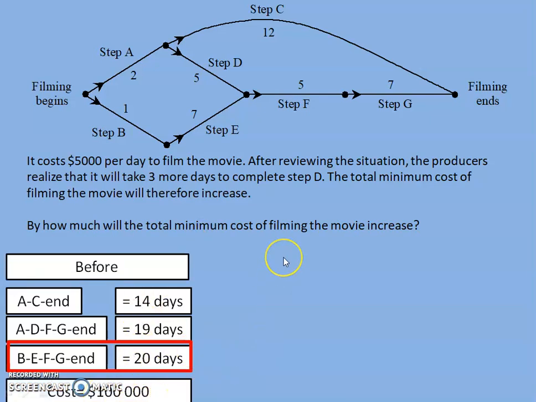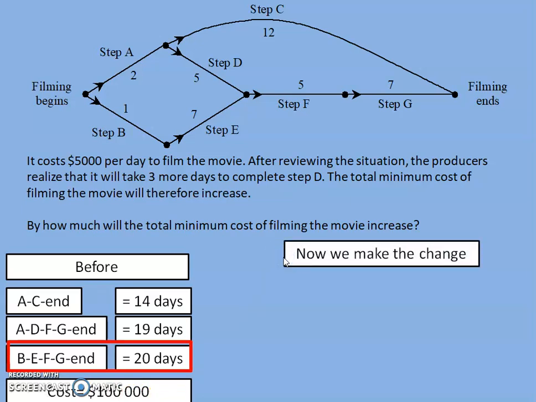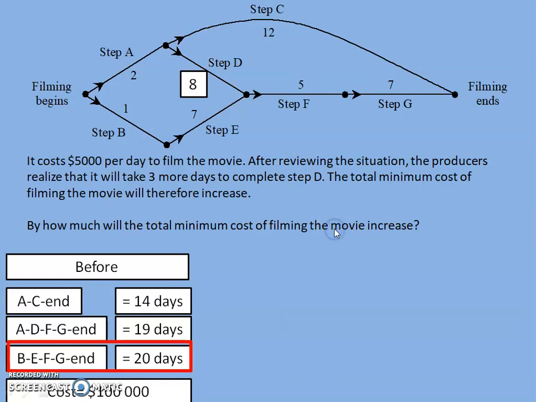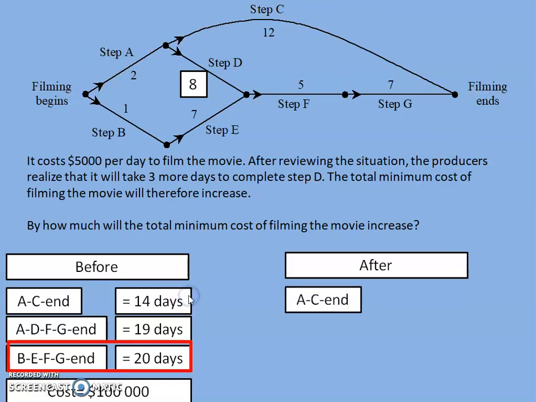The actual question asked, by how much will it change, knowing that step D will take 3 more days to complete than previously thought? So this changes to an 8. So this after situation now, I have to again find the value of each path from beginning to end. But some of them don't change. Like this path, A, C, end, that one didn't change at all. So I can just keep that exact same value.